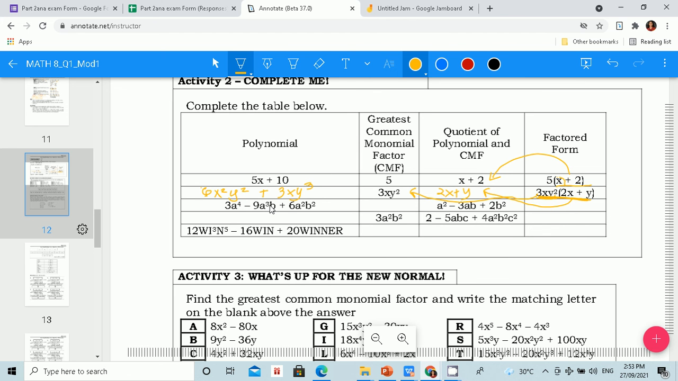And again, now we have 3a squared minus 9a cubed b plus 6a squared b squared. So we have it here: a squared minus 3ab plus 2b squared.